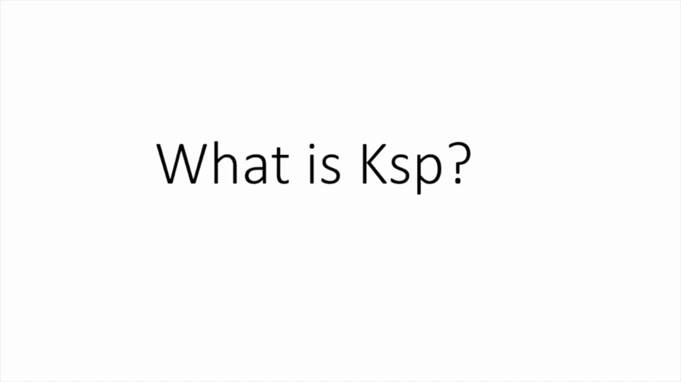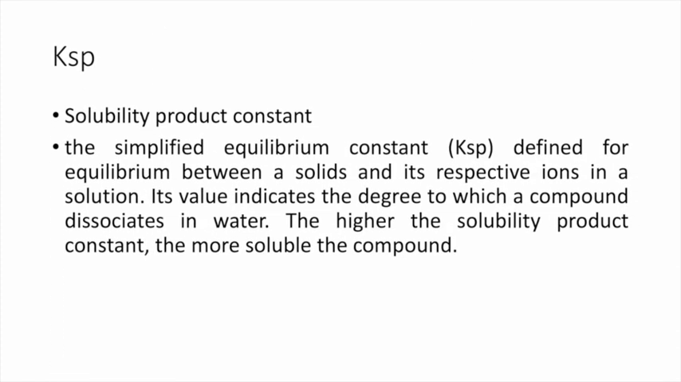Again, let us define what is Ksp. Ksp, or the solubility product constant, is the simplified equilibrium constant defined for equilibrium between a solid and its respective ions in a solution. Its value indicates the degree to which a compound dissociates in water. The higher the solubility product constant, the more soluble the compound.